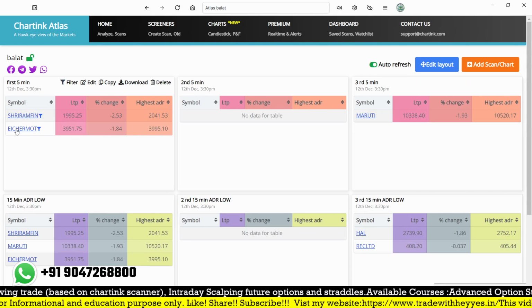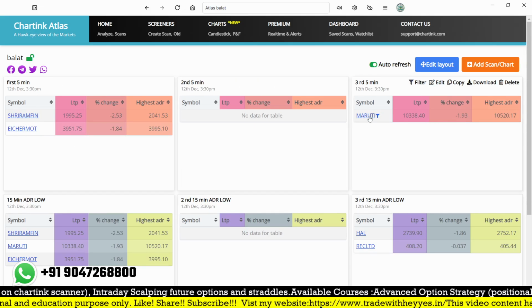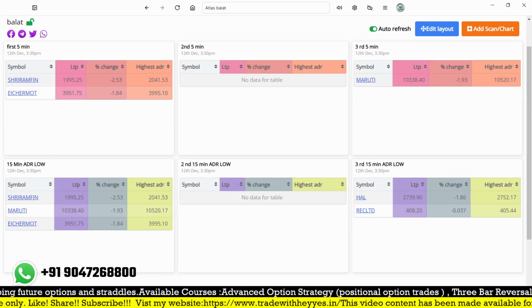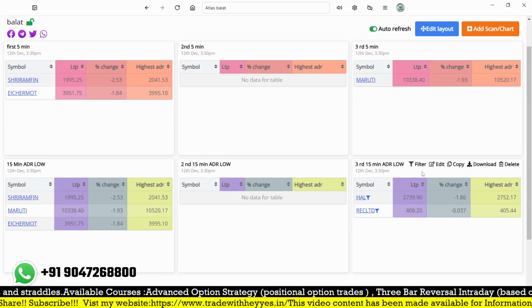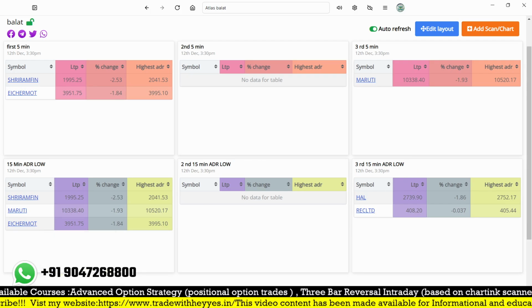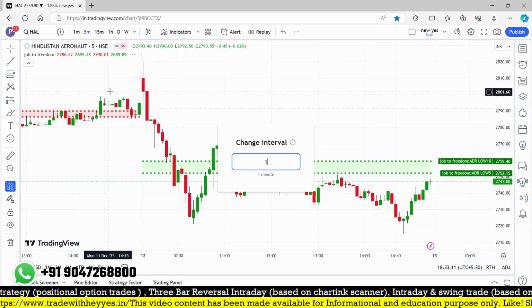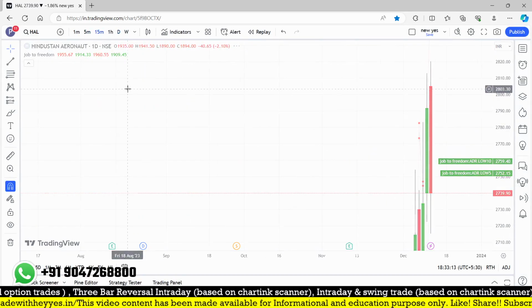The first 5 minutes has Shriram Finance and Eicher Motors, and the third 5 minutes is about Maruti, and on 15 minutes Shriram, Maruti, Eicher Motors, which we have already discussed. And the third 15 minutes has HAL and REC. Let me show you HAL on the daily time frame. Sorry, the 15 minutes time frame.